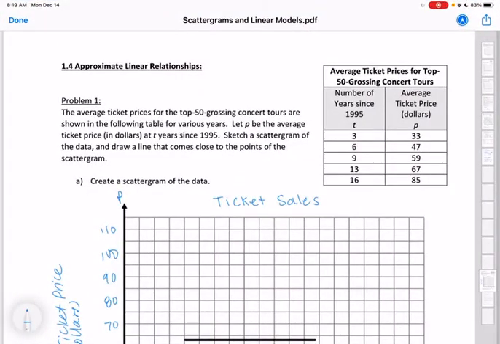All right, welcome back. This is our last new lecture before we review for our exam. This is section 1.4, approximate linear relationships.